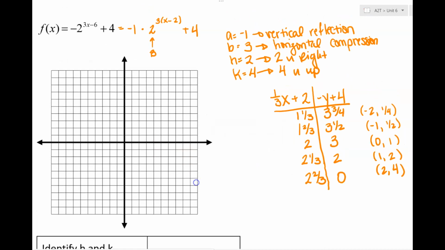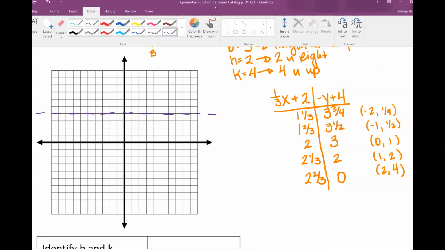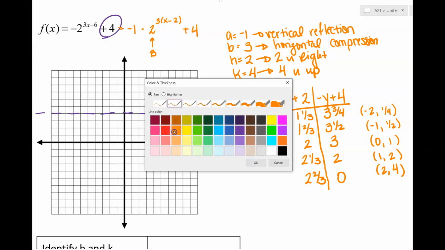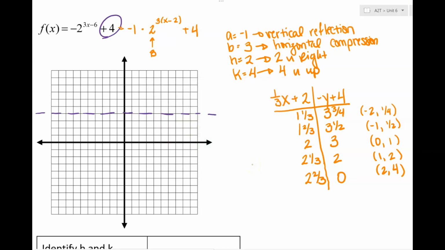Now remember, there is that horizontal asymptote, which is affected by the K value. So I'm going to go up 1, 2, 3, 4, and I'm going to draw my horizontal asymptote at y equals 4. If we want at this time, we're more than welcome, and by we, I mean you, to write it in the chart.